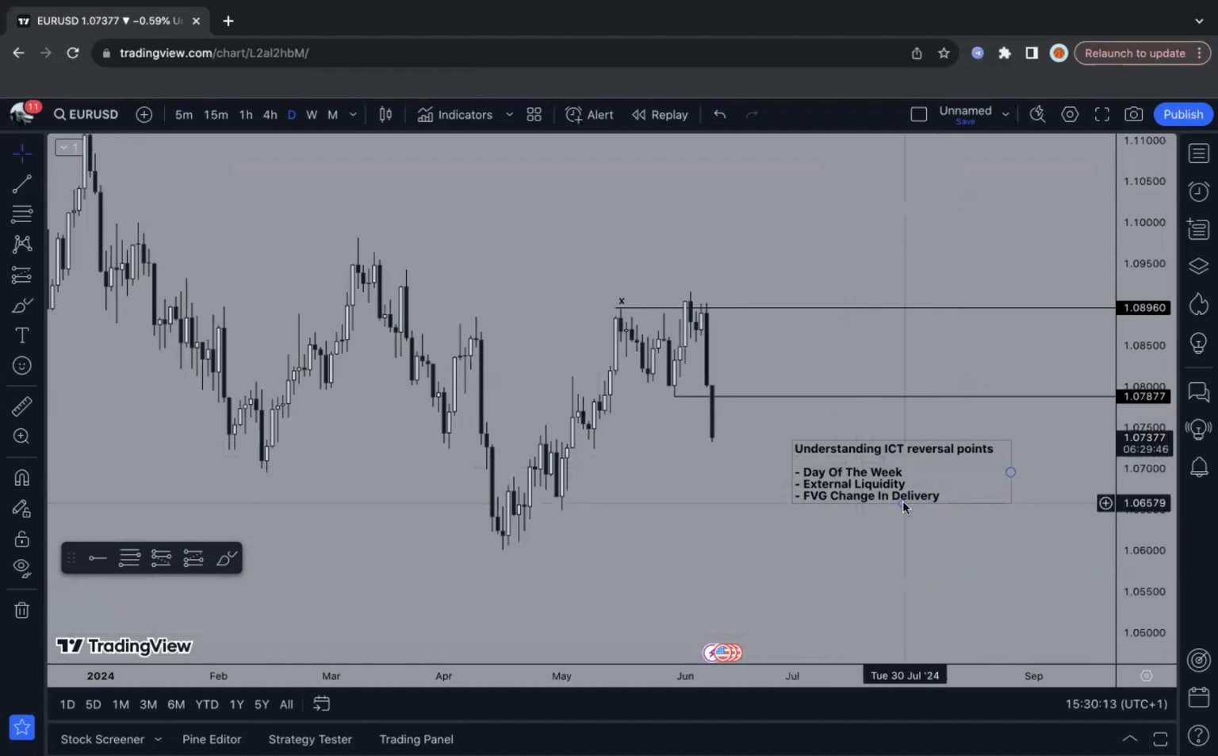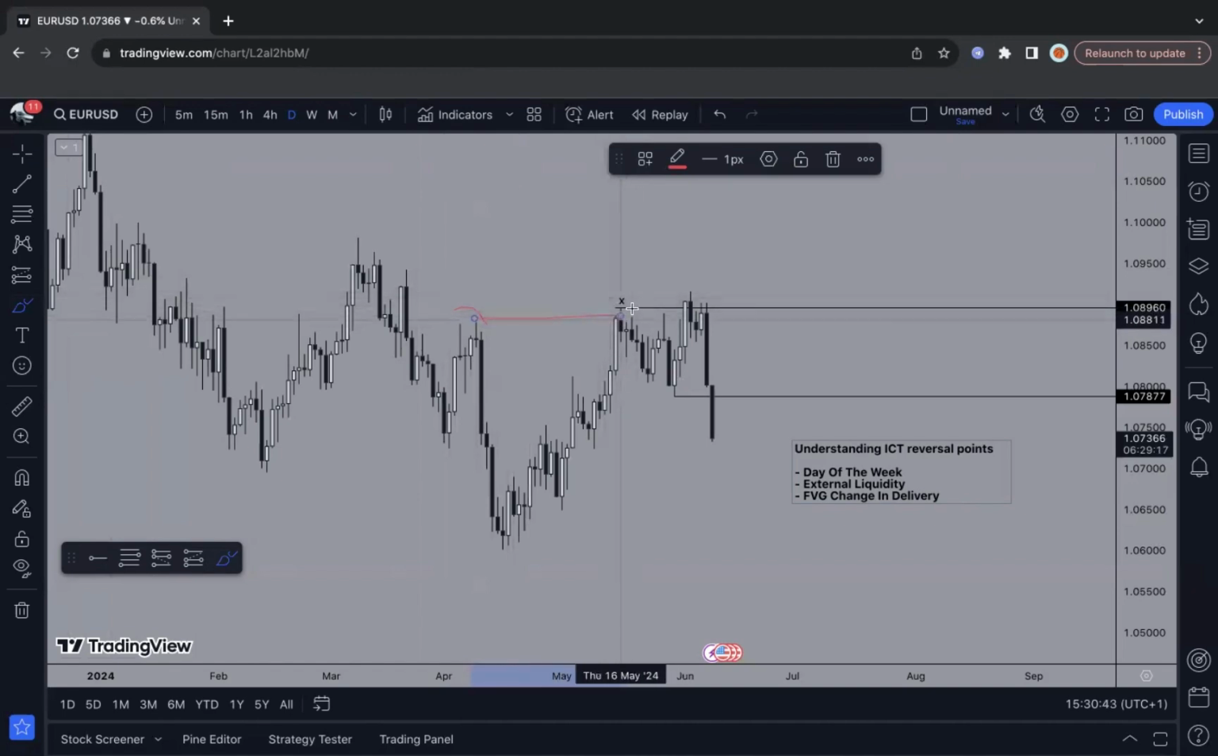We're looking at the day of the week, what external liquidity has been taken, and if we can see a FVG change in delivery on the 1 hour and 15-minute time frame. So there has been a good example on Euro USD. We had this nice daily order block partnered up with this daily high, so we can say this is an external piece of liquidity within here, and as you can see, we've taken that out with this wick, and this is now our new external liquidity within the market.